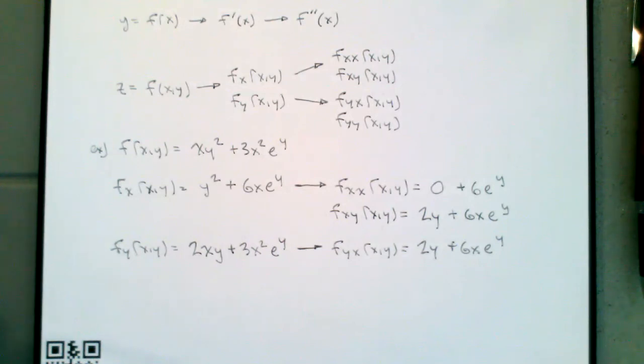At this point, you might start getting suspicious. My fxy was equal to my fyx. Is this a coincidence, or will this always happen? Always is a tricky word to use in math, but yeah, that will always happen, unless I do something specifically to disrupt this. So you can kind of count on that.